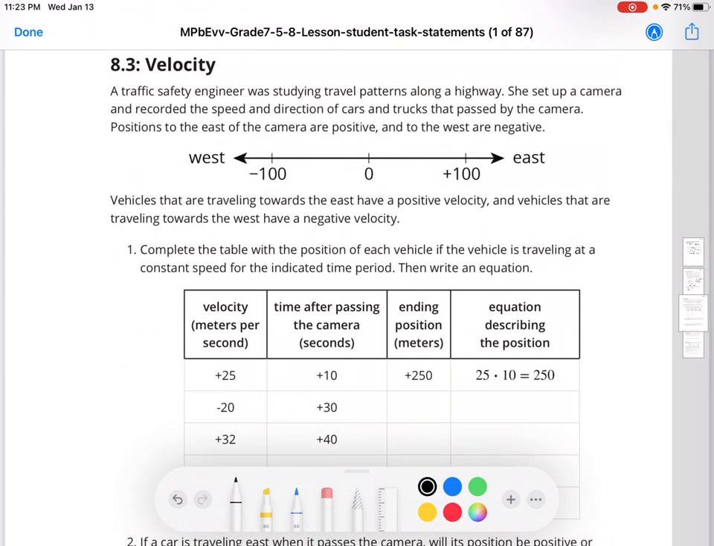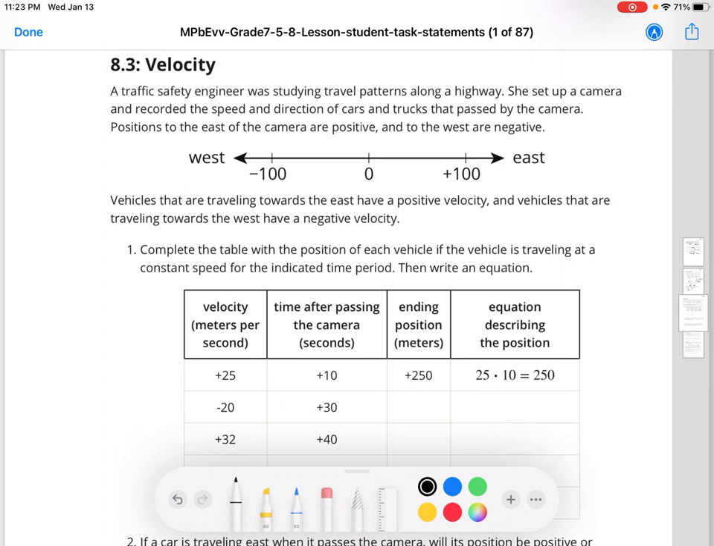A traffic safety engineer was studying travel patterns along a highway. She set up a camera and recorded the speed and direction of cars and trucks that passed by the camera. So positions to the east of the camera are positive, and positions to the west are considered negative.